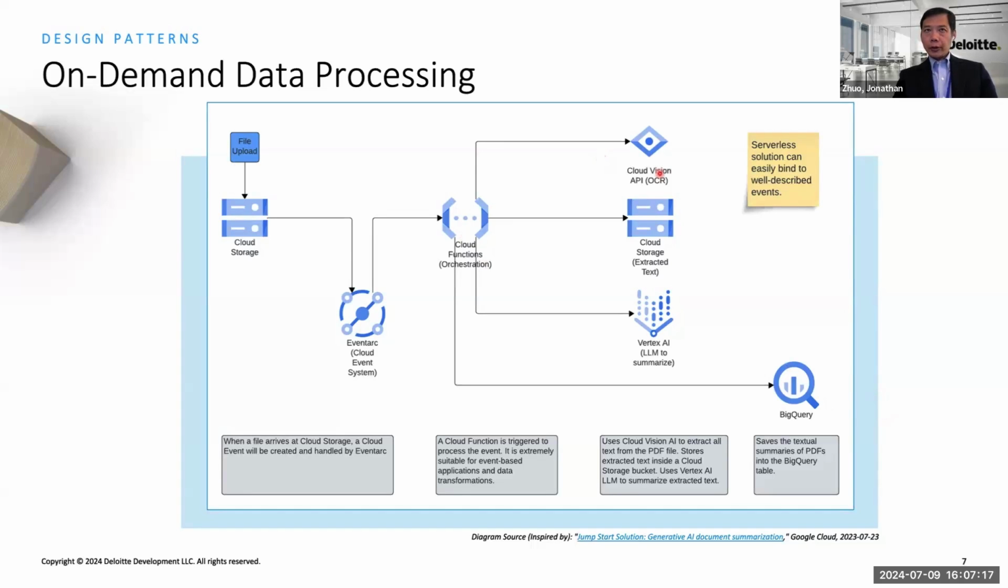Cloud Function plays the role of an orchestrator, and it uses Cloud Vision AI to extract all text from the PDF file and stores the extracted text inside a cloud storage bucket. It uses a Vertex AI large language model to summarize the extracted text. And at the end, it saves the textual summaries of the PDF files into the BigQuery table.